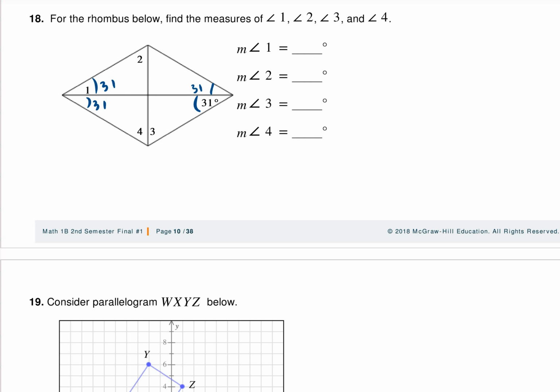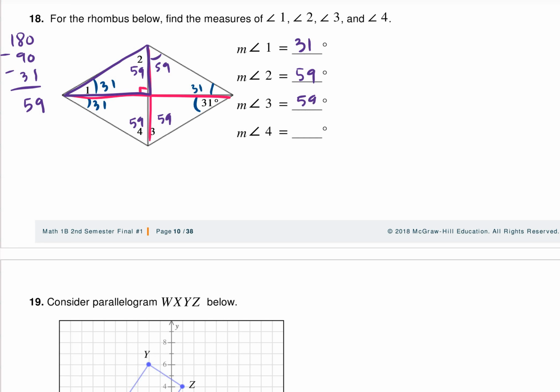To find angle 2, in a rhombus, the diagonals cross each other at 90 degrees, which means this triangle is a right triangle. You have angle 1 at 31 and the right angle, and to find angle 2 we take 180 minus 90 minus 31. So the answer would be 59. 59 is angle 2, also angle 3, angle 4, and also over here is 59. So the answer for angle 1 is 31, and angles 2, 3, and 4 are 59.